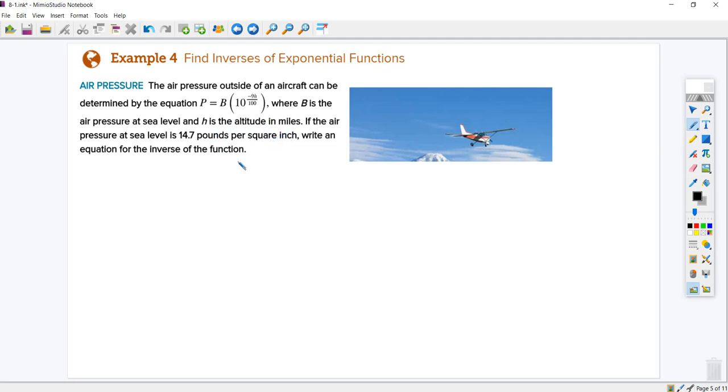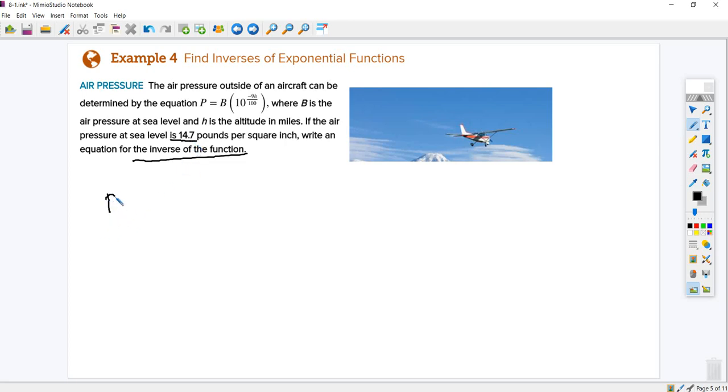If the air pressure at sea level is 14.7 pounds per square inch, write an equation for the inverse function. Looks like they want us to rewrite this equation, but inverse. We are looking for the inverse function of this, inverse equation. Let's start with B. Looks like B is given because B was the air pressure at sea level, and it says the air pressure at sea level is 14.7.